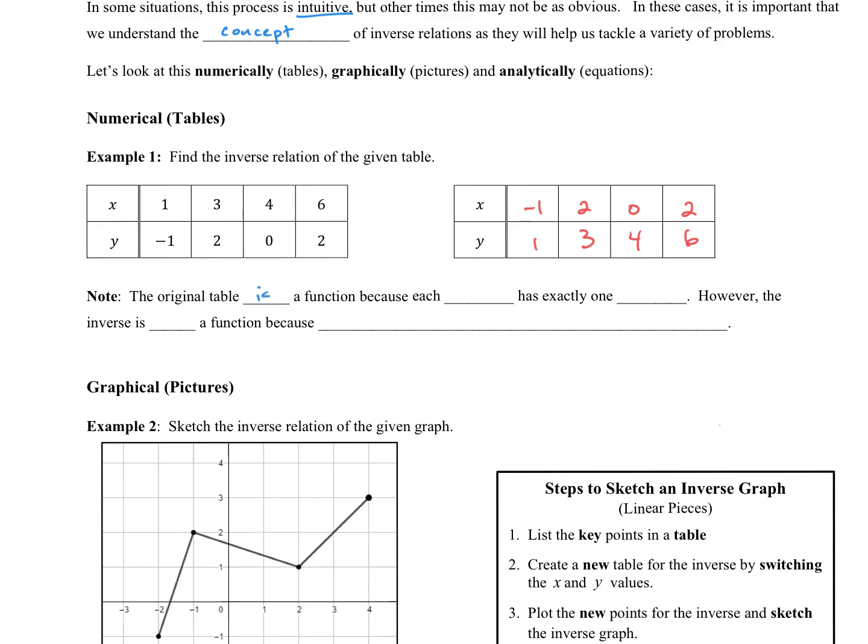The original table is a function because each x value has exactly one y value. However, the inverse is not a function because the x value has multiple outputs.